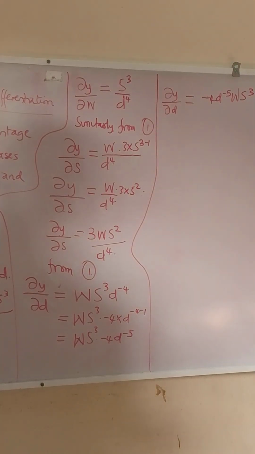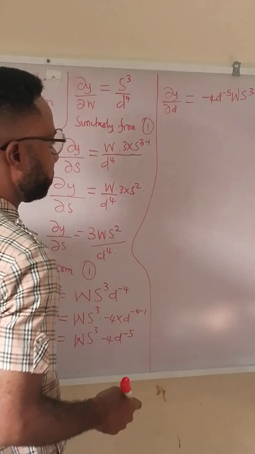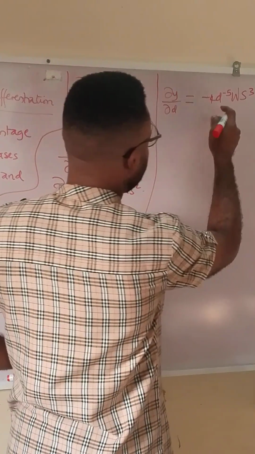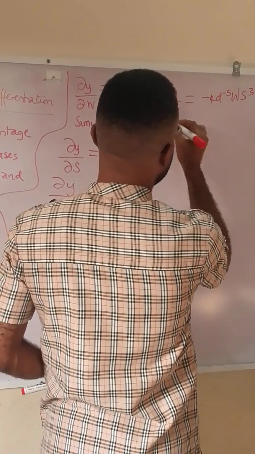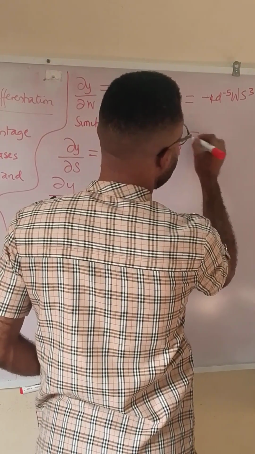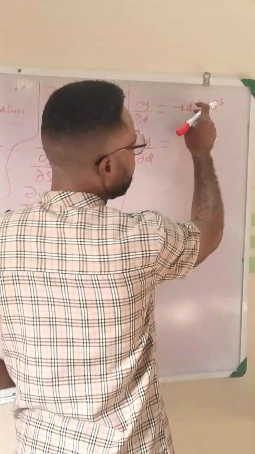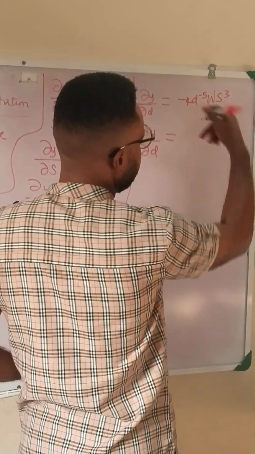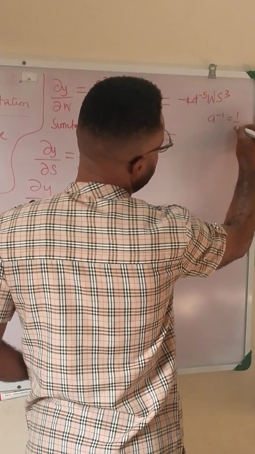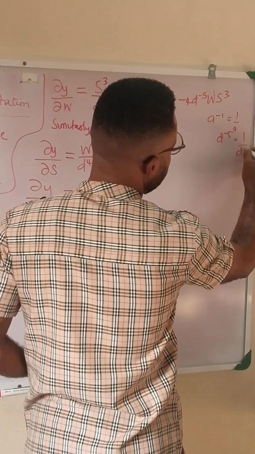So W is cube. So when we have that, W is cube. So we can rewrite this to be this over this will be equal to, because this is negative, so we can bring it down, because of course we know a raised to power minus 1 is the same thing as 1 over a. So d raised to power minus 5 is the same thing as 1 over d raised to power 5.